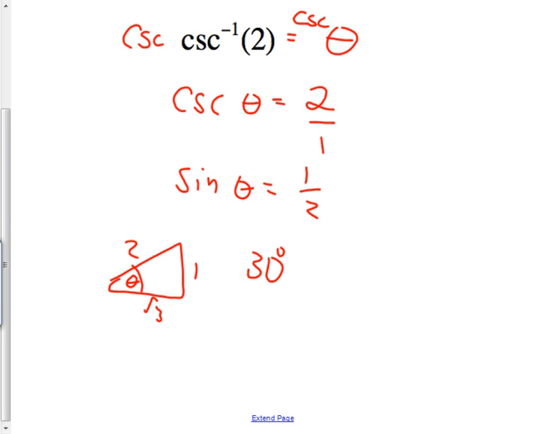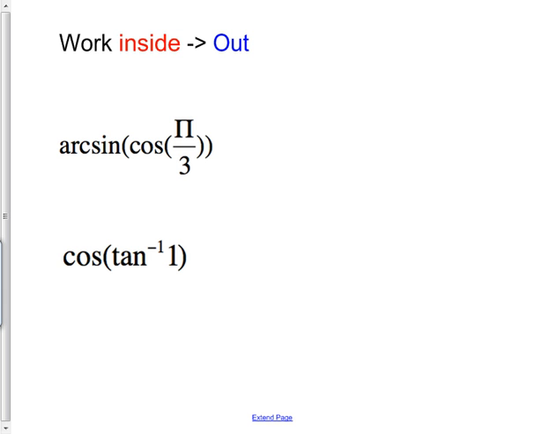Good. Okay. Now, if we're going to go from inside out, this is the more like our 3-ish level stuff. Start on the inside. Figure out what that answer is. And then take the arc sine of that. Remember, arc sine just means sine to the negative 1. Inverse sine. Same thing. But start in here. Do you know what pi over 3 is? Pi over 3 is 60. So it's really cosine of 60.